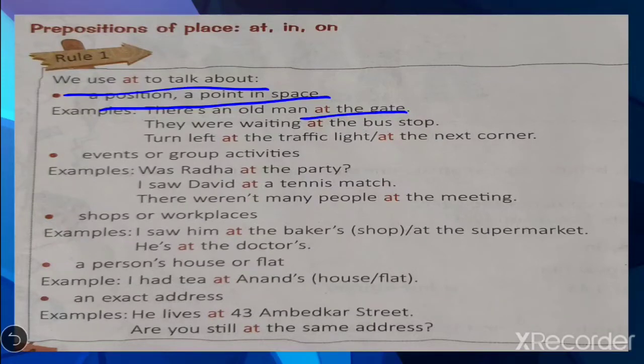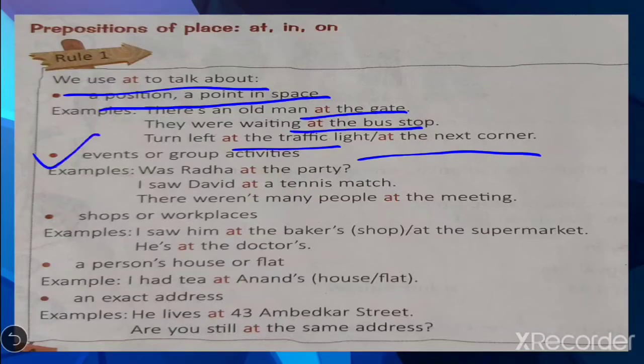They were waiting at the bus stop. Once again, at the bus stop. Bus stop is one particular place, so we have to use at. We are pointing to that particular place. Turn left at the traffic light, or you can say at the next corner. Once again, one traffic light is showing one particular space. You are pointing to that space. So for pointing to any particular space or any position, we have to use at.